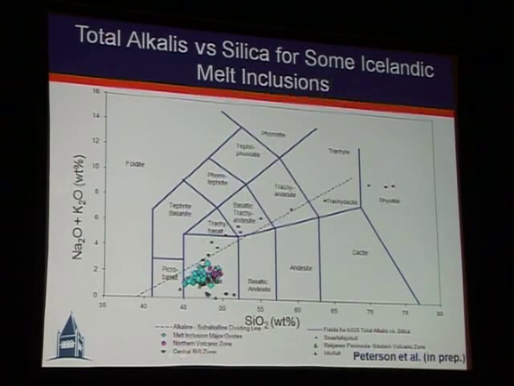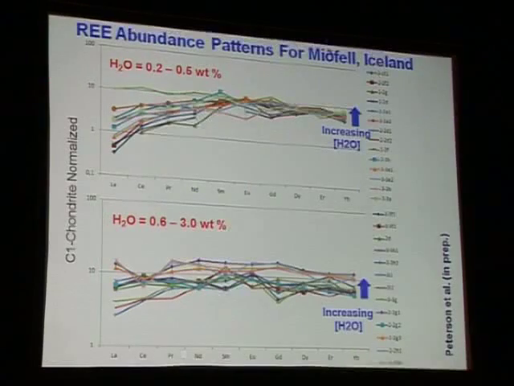If you look at the melt inclusion compositions in Iceland, they are indeed basaltic. Some of them are within the picrite compositional field, and when you look at trace elements within these melt inclusions, they show us some very interesting relationships. Number one, take note of the fact that we've divided them into 2 groups, one that has high water concentrations, anywhere from 0.6 to 3 weight % water, and we are comparing those to the lower water concentration melt inclusions, anywhere from 0.2 to 0.5 weight %.